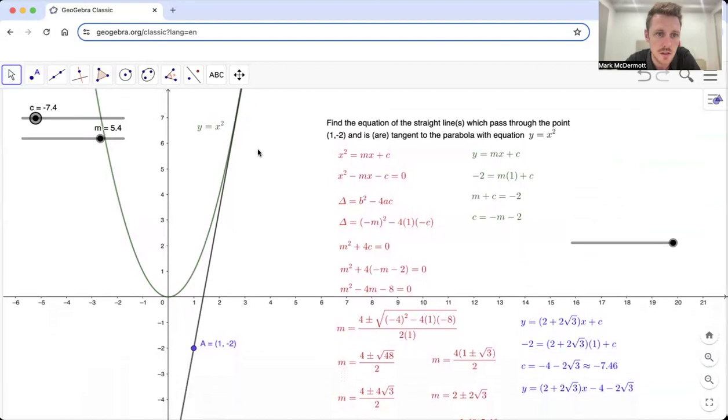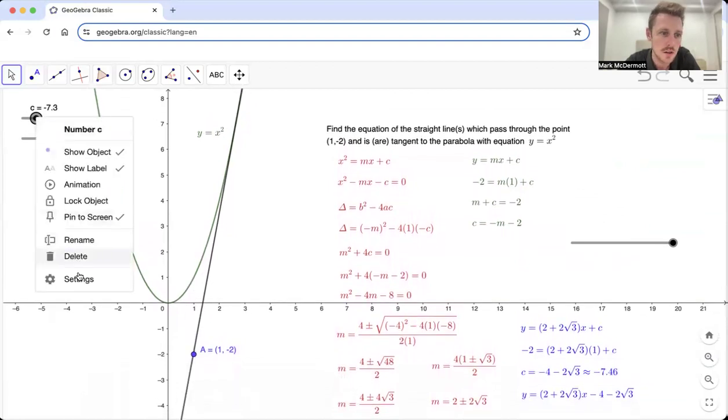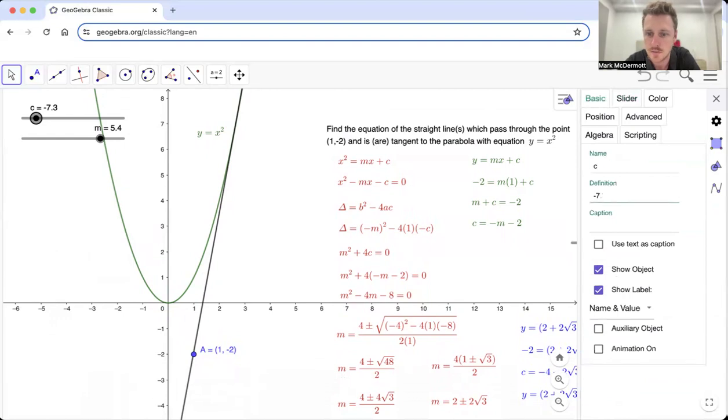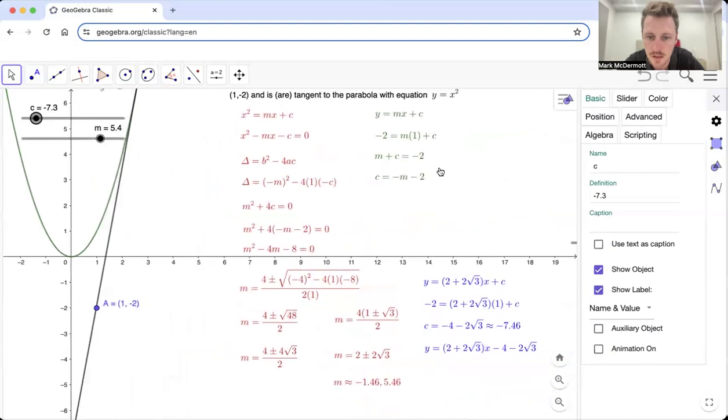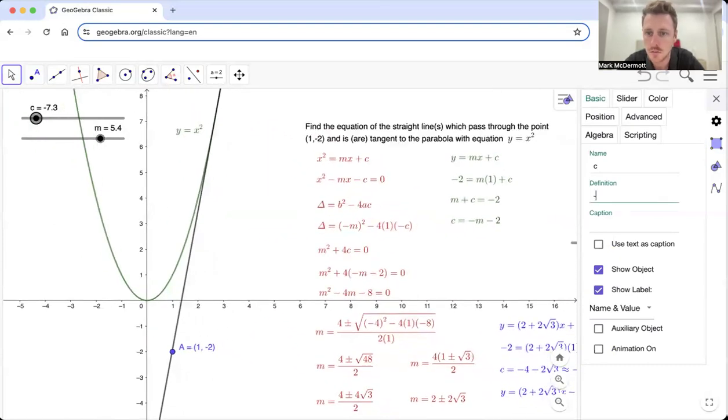We're going to go one step further, and we're going to make it exact. So what we can do, if I click on here and then go settings, I need my c value to be exactly, let me check, what was it? My c value needs to be exactly minus 4 minus 2 root 3. Minus 4 minus 2 times the square root of 3. Okay, so that's exactly right now. And then my m value needed to be 2 plus 2 root 3.